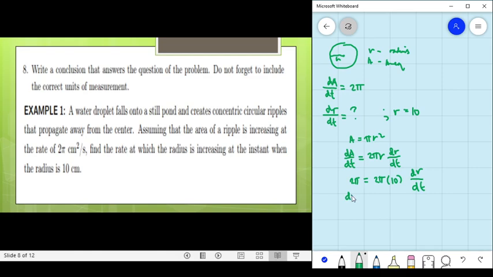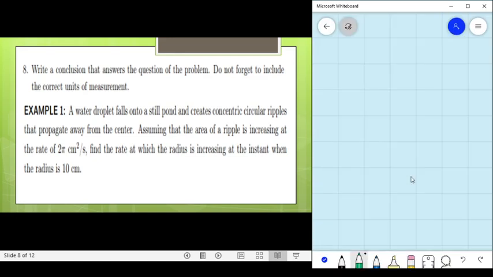So dr/dt is equal to 2 pi over 2 pi times 10, because we divide both sides by 2 pi and 10. You can cancel the 2 pi, so dr/dt is equal to 1 over 10. Therefore, the conclusion is that the radius of the circular ripple is increasing at the rate of 1/10 centimeter per second. Okay, let's proceed.